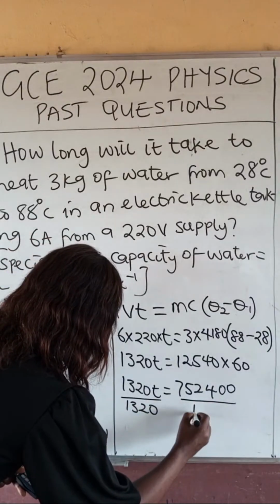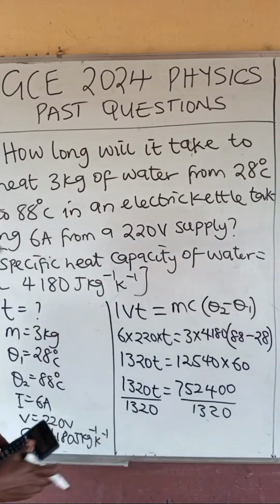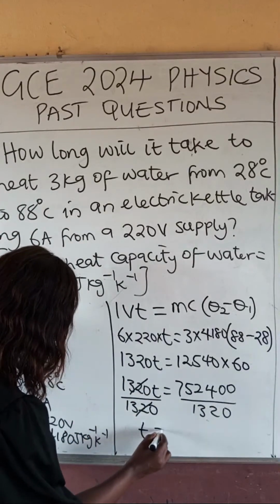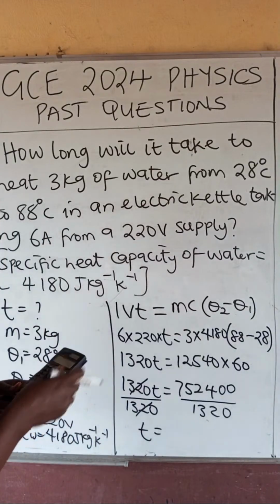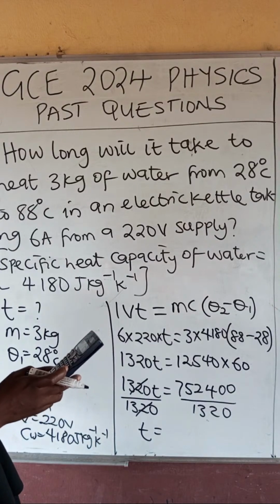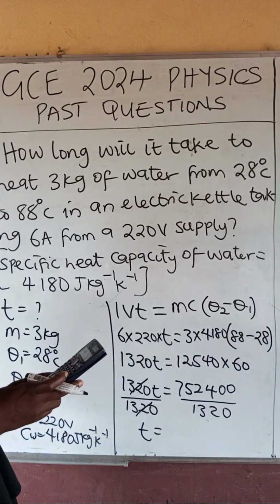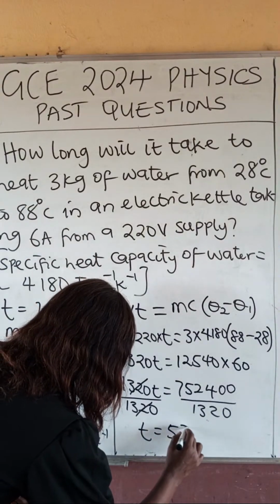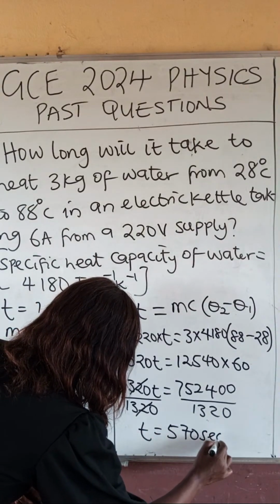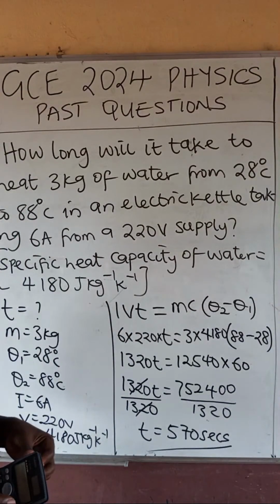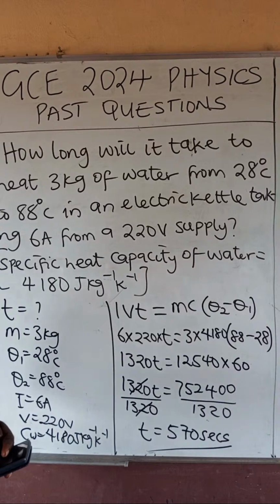1320, okay? Then if this cancels this, I'm going to have what? T, okay? Then I'll divide 752,400 divided by 1320. So my answer becomes 570 what? Seconds. Is that clear? All right.